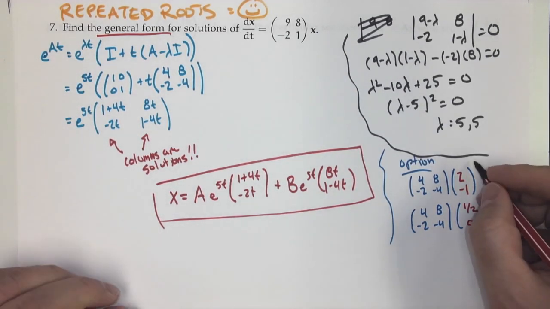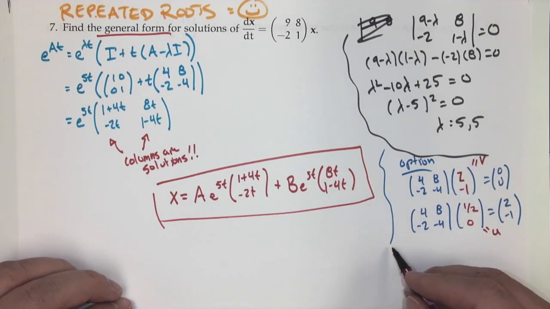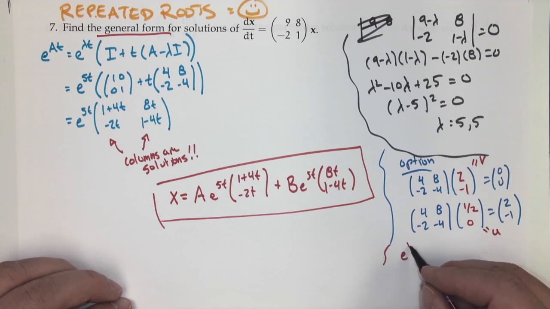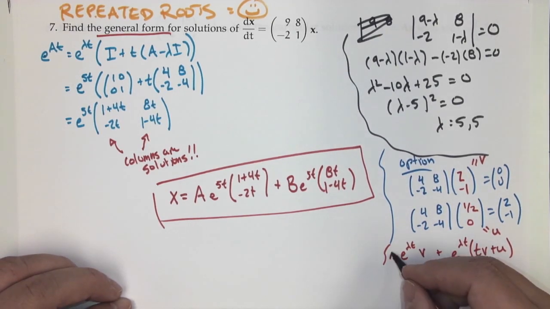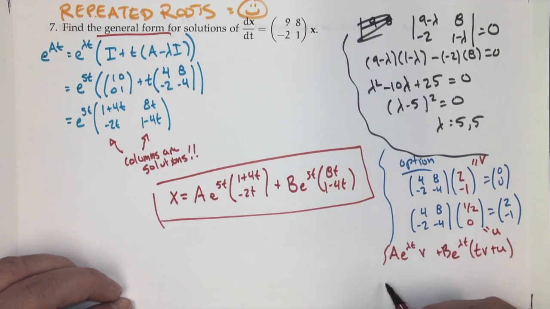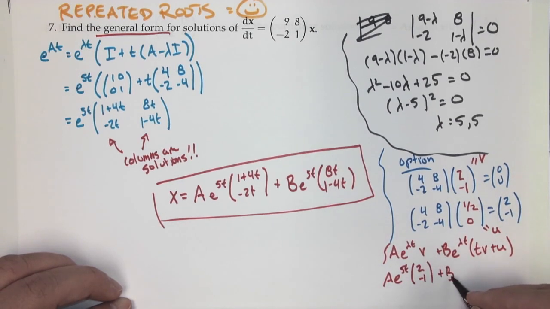Okay, so what's the key? If we call this one our vector v and we call this one u, then our two solutions look like e to lambda t times v, plus e to lambda t times, t v plus u. So in our case, it'd be a e to the 5t times 2, minus 1, plus b e to the 5t, and then it would be t times 2, minus 1, plus 1 half, 0.